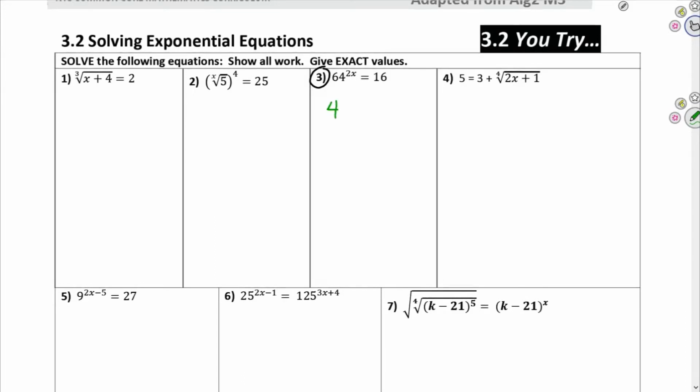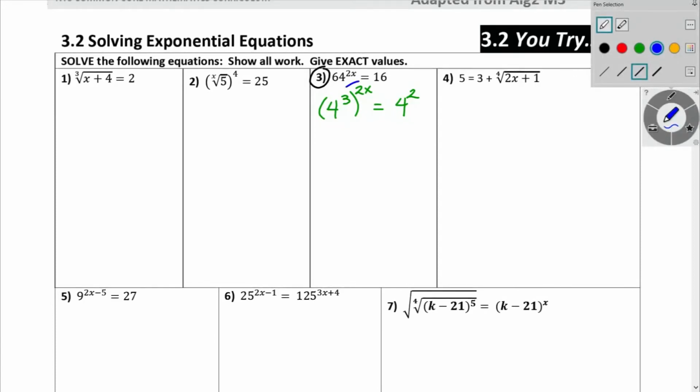64 is 4 cubed. So I'll write 64 as 4 cubed to the power of 2x. 16 is 4 squared. Okay, and then I'll use the power rule by multiplying 3 and 2x. I get 4 to the power of 6x is equal to 4 squared. And then because the bases are the same, the exponents must be the same. And 6x is equal to 2. And then I'll round this off by dividing both sides by 6. And x is equal to 1/3.